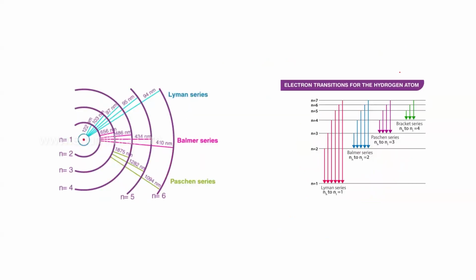These are the patterns that are formed by hydrogen. So here you can see this is n is equal to 1. When electrons come from n is equal to 2, 3, 4, 5, 6, 7 to n is equal to 1, that gives a certain series of lines. They are called the Lyman series. And when n is equal to 3 comes to 2, 4 comes to 2, 5 comes to 2.